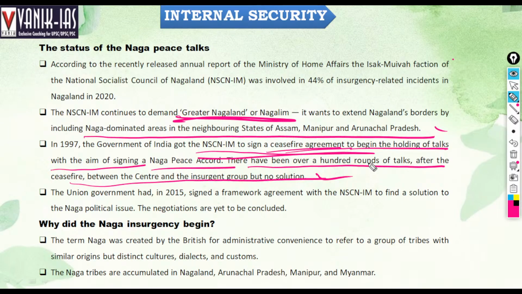RN Ravi was also involved in this. He has worked on this Naga peace accord. He is an intelligence officer, an IPS officer. He was appointed to sign a peace deal, the Naga peace accord. Now he is the governor in that area. The Union government in 2015 signed a framework agreement with NSCN-IM to find a solution for the Naga political issue. The negotiations are yet to be concluded.